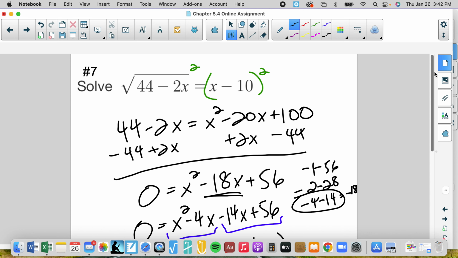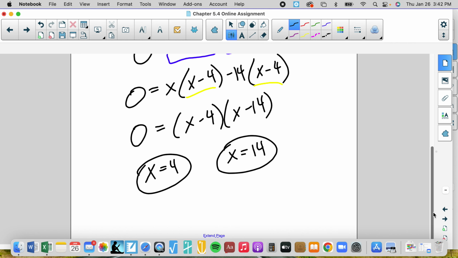I'm going to go back and test them. So if I plug in 4 here, that gives me negative 8. Negative 8 gives me 36, so I get the square root of 36 is 6. If I plug in 4 here, I get negative 6. Those are not the same, so I know that 4 is not a solution.